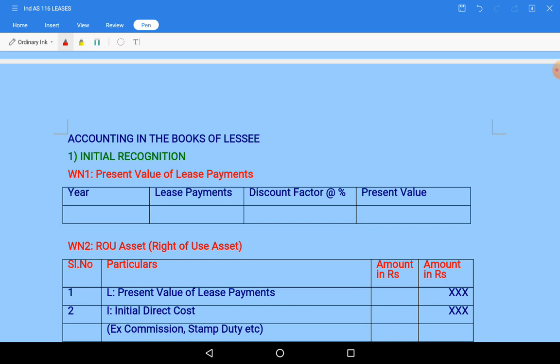As per Ind AS 116, we are going to discuss lease accounting. In the last video, we discussed the accounting in the books of lessee. Initial recognition we have done. Now in this video, we are going to discuss subsequent recognition. I will tell one small example, with that you can understand what we are going to do.